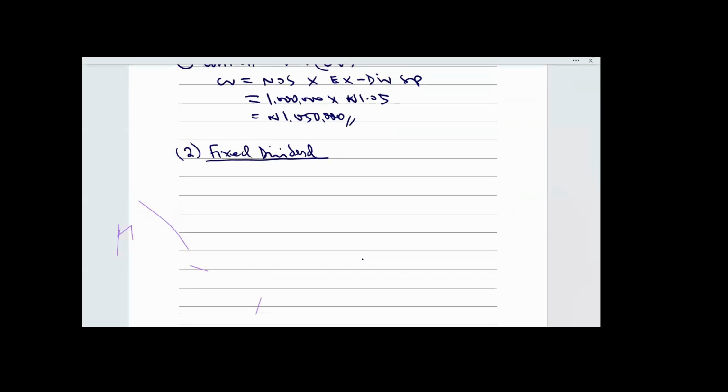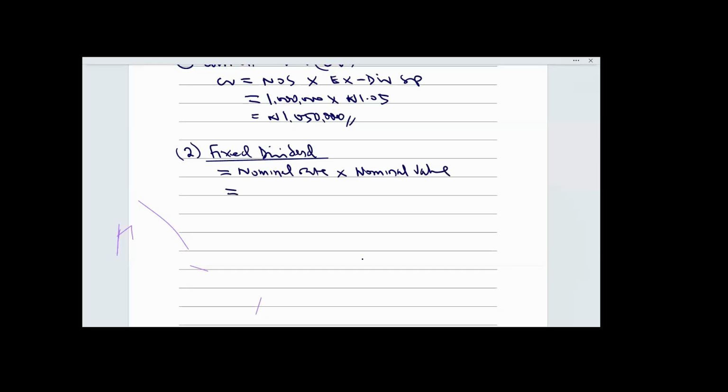How do you get the fixed dividend? This is computed as the nominal rate, which the examiner has given you, multiplied by the nominal value. Don't forget what I said: the dividend that the company will pay to the preference shareholder will be based on the nominal value. Therefore, nominal rate multiplied by nominal value.